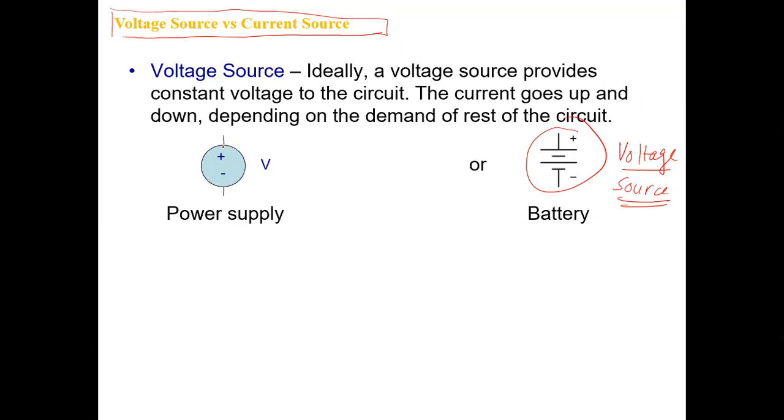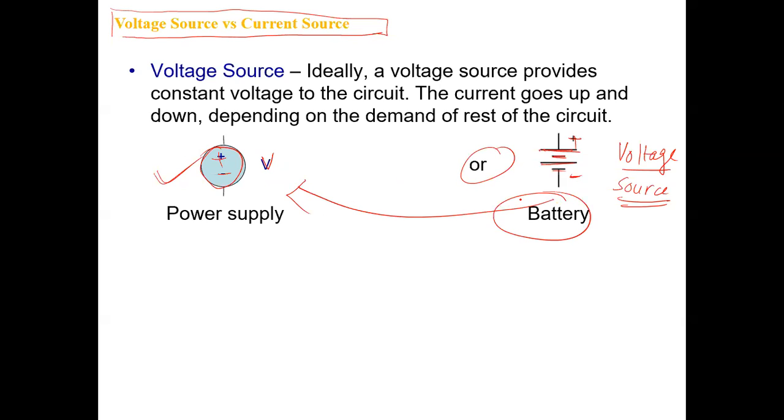Or you can represent it this way also, okay? It's the same thing. Plus minus, make the circle, plus minus, and write V. Or you can draw a short line, a longer line, short line, long, depending on how many batteries you have. The longer is positive, and the shorter is negative. So this is battery. Both of them are voltage source. You can use either notation.